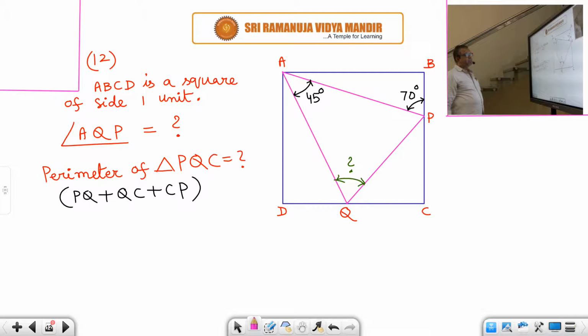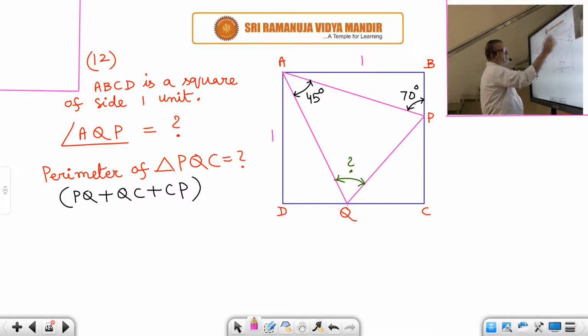See, ABCD is a square of side 1 unit. Each side AB is equal to 1 unit. Similarly, AD is equal to 1 unit, DC 1 unit, and BC also 1 unit. Here some lines are drawn, AP. P is a point on the side BC. Q is a point on the side CD. P and Q are joined to the point A. Angle PAQ is equal to 45 degrees.